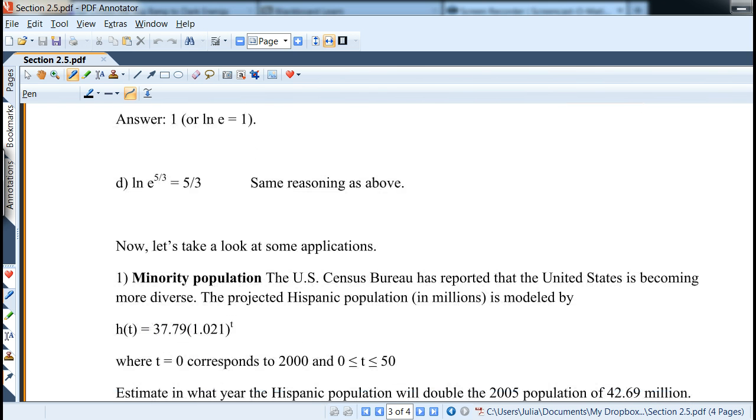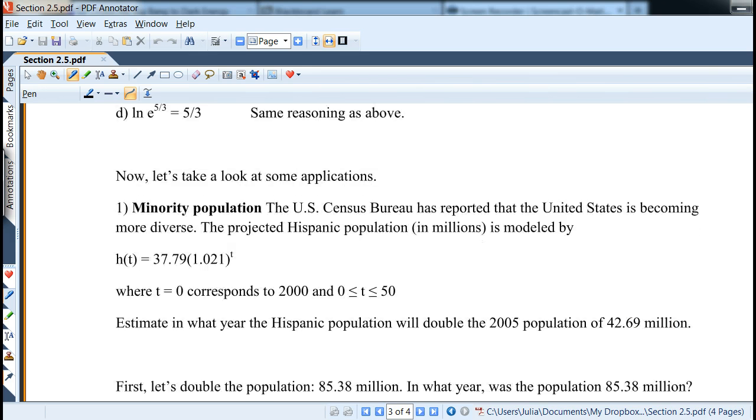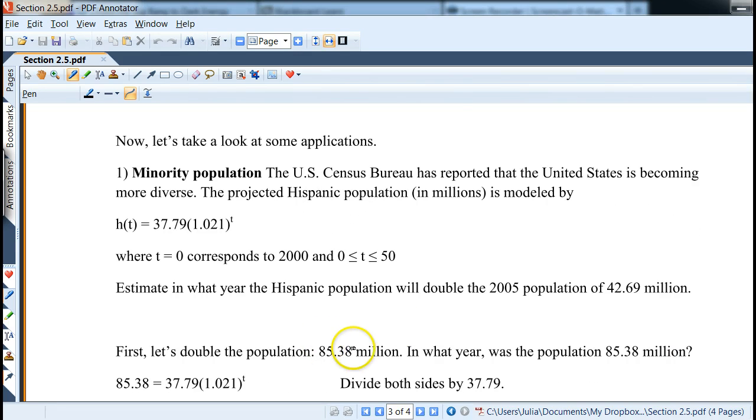Okay, let's answer some questions. So t equals 0 corresponds to 2000, and t is between 0 and 50. Let's estimate in what year the Hispanic population will double the 2005 population of 42.69 million. Well, how do we know how to double the population? Let's take a look. First, we can double the population. It's 85.38 million. And so the question is really, in what year would the population equal this amount?